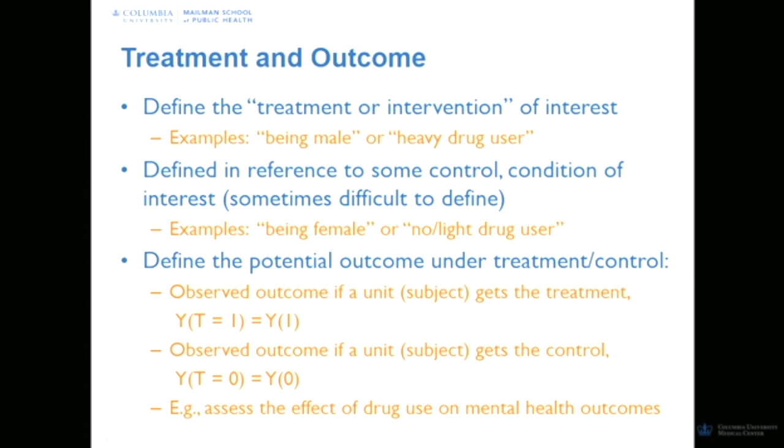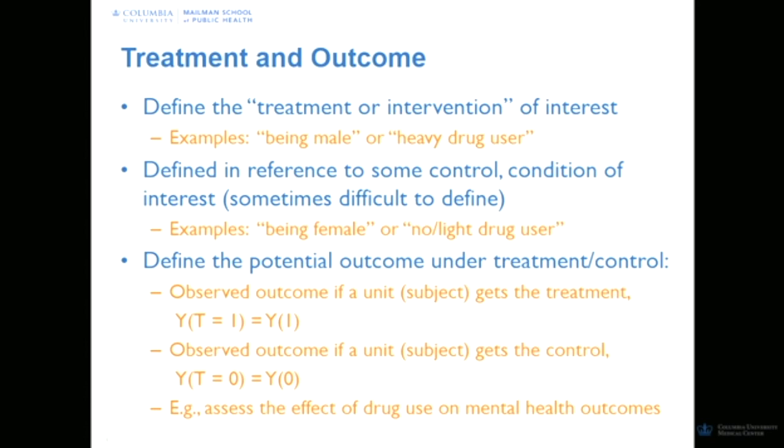So let's talk about treatment and outcome. How do we select our groups, the groups to be compared, the groups to be matched? One is called the treatment or the intervention, and the other can be your reference group. Some examples. Let's say you want to compare males and females. These are the two arms. You can make male the treatment or the intervention, and compare relative to females.